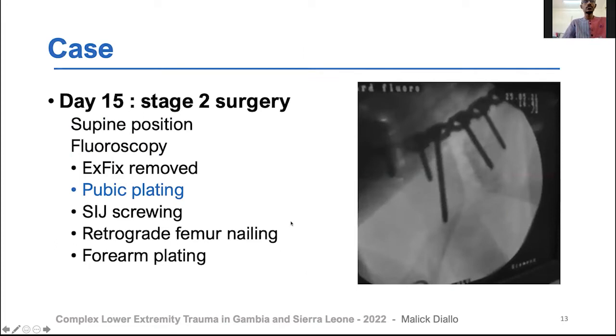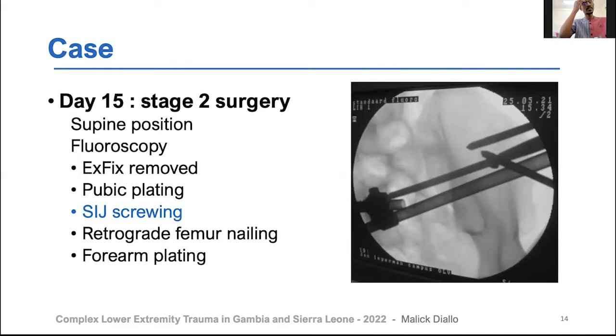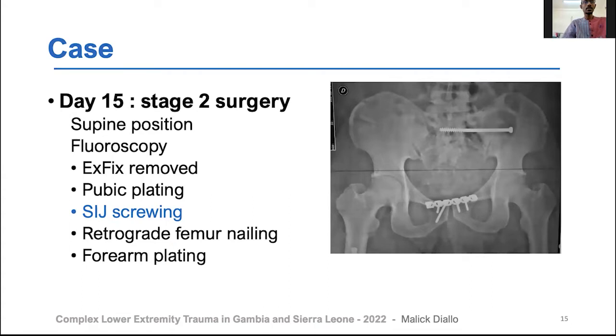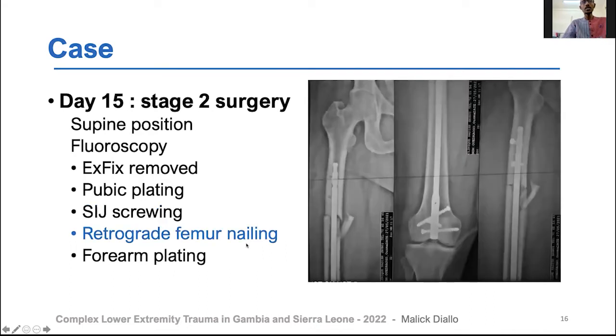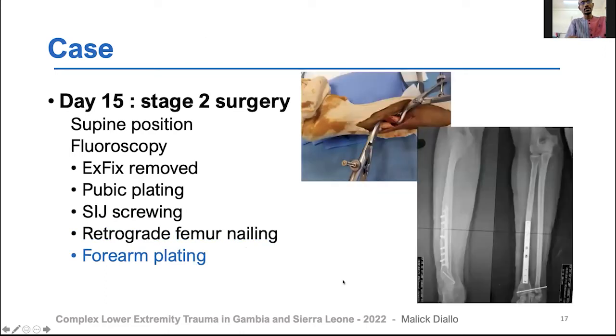We did it under fluoroscopic control. Next slide. This is the plate for the pubis, the screw for the sacroiliac joint, and the sacral fracture. Next slide. And for the femur, we put a retrograde nail. Next slide. This nail was available for free, so the patient did not have to pay for the nail. Next slide. And on the forearm, we put a plate on the radius side, and the radioulnar joint was fixed by a K-wire. Next slide.